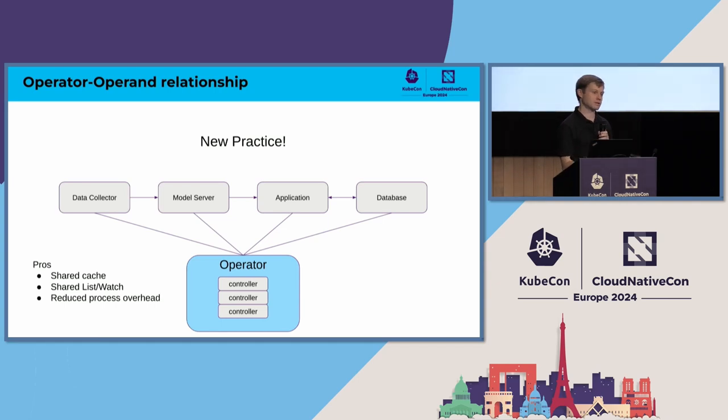Likewise, having shared connections for all of your list watches. Now you have one operator and one manager that is watching these resources. You can share, instead of having each individual controller with its own list watch against the API server. Now you just have potentially one per type. And reduced process overhead, obviously. You're eliminating all those extra Go runtimes, just normal process overhead in general, fewer pods to worry about. There's some efficiency. But obviously there are downsides.